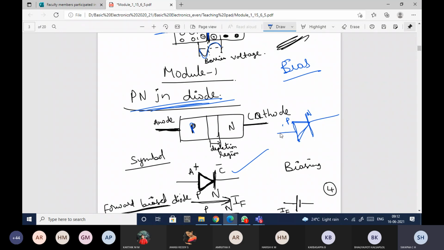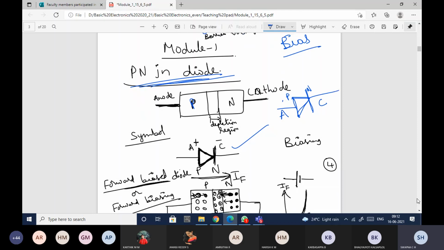The P side terminal we call the anode, and the N side terminal we call the cathode. Anode and cathode. This arrowhead also indicates the current flow, and the current flow will be only in one direction. How that is happening can be understood using biasing.